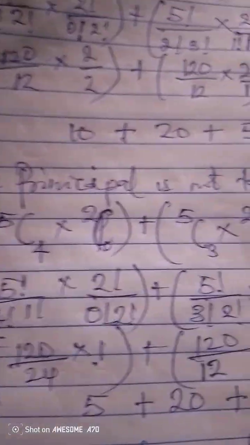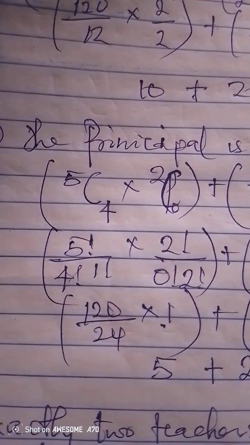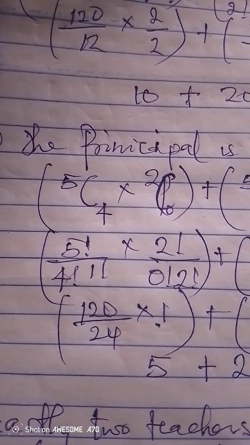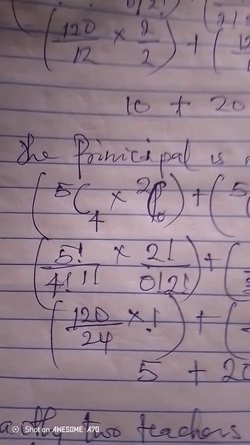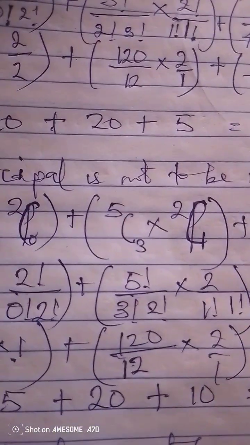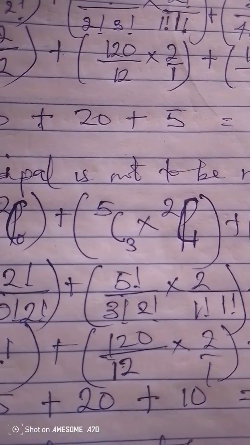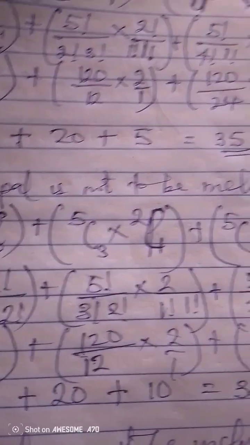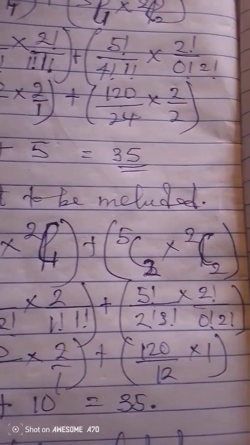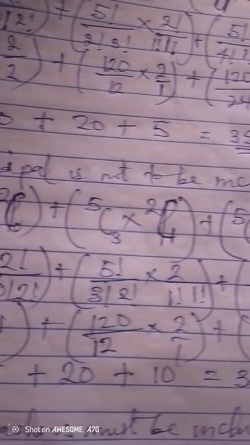The B part, because the principal is not to be included. If the principal is not to be included, that means out of the 5 teachers, we can select 4 teachers without the students, so 2 combinations 0. Or out of the 5 teachers, we can select 3 teachers, and out of the 2 students, we select 1. Or out of the 5 teachers, we select 2, and out of the 2 students, we select 2.